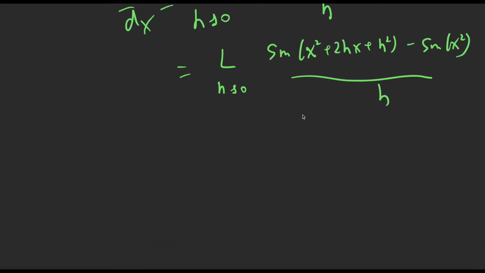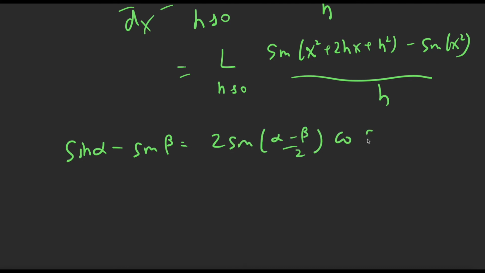Okay, now I'm going to use one formula which most of you might not know. It's a pretty important formula. Sine alpha minus sine beta is equal to 2 sine of alpha minus beta by 2 into cos of alpha plus beta by 2. Okay, so let's put this formula in this with alpha as this and this as beta.